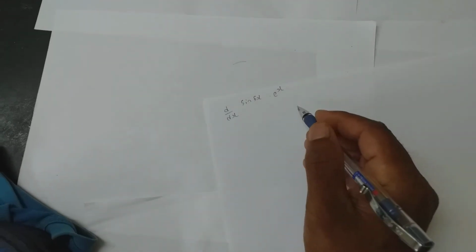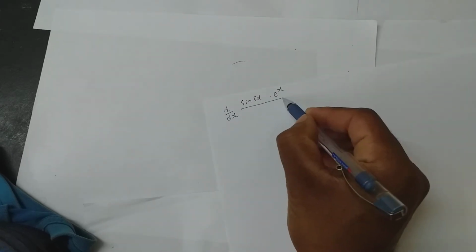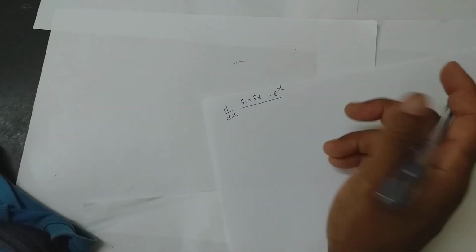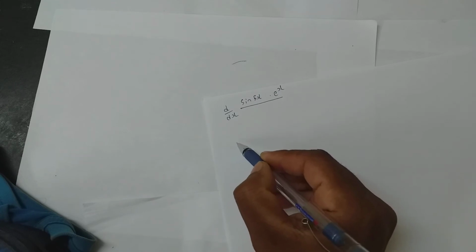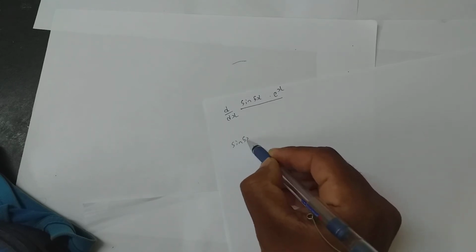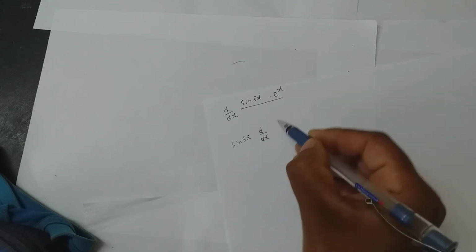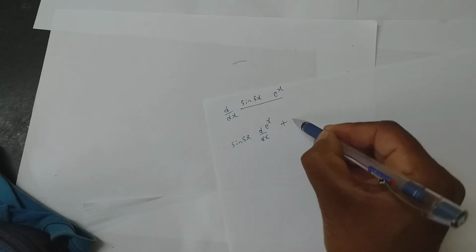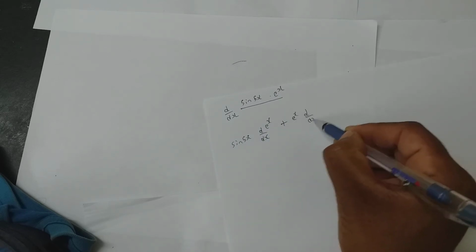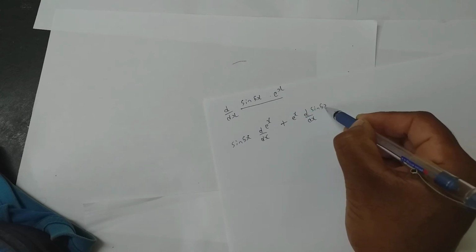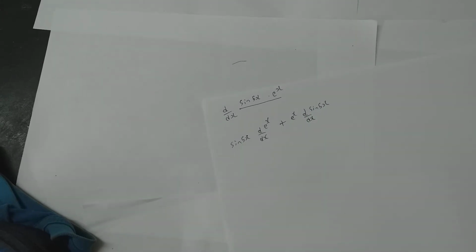Let us see this sum. D by dx of sine 5x into e power x. Again, the catch is the product rule. So what is the product rule? Differentiate one at a time. So first I differentiate e power x, next time I differentiate sine 5x. Clear?